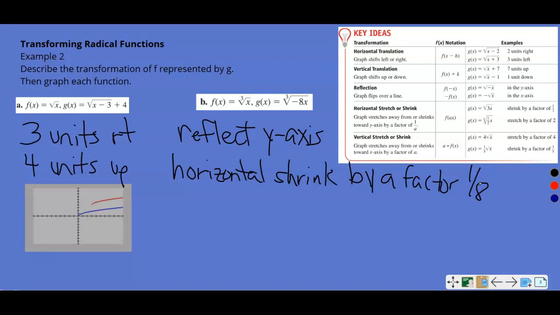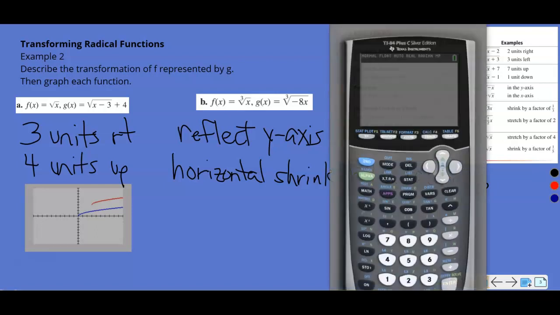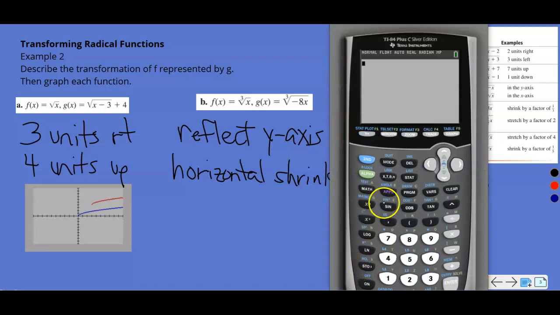All right, so again, let's graph that and see what it looks like on here. So we're going to graph both the parent function and the transformation. So if I go to y equals, this time I need the cube root of x, so I'm going to go to math to find the cube root button. There's cube root of x. And then go down below and we're going to do cube root again. And this time we're going to have negative 8x. And then we're going to hit graph.